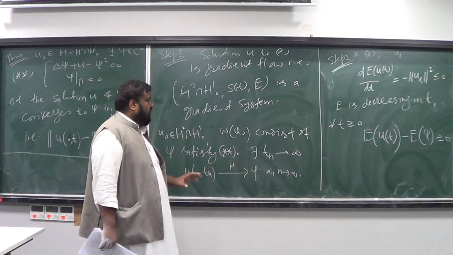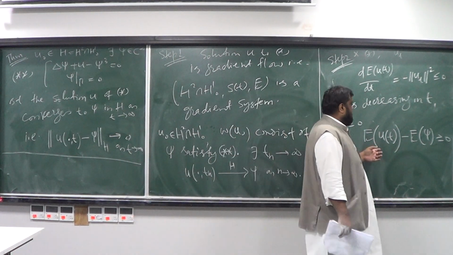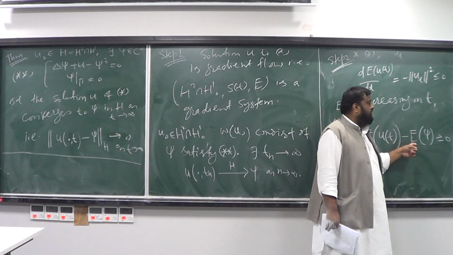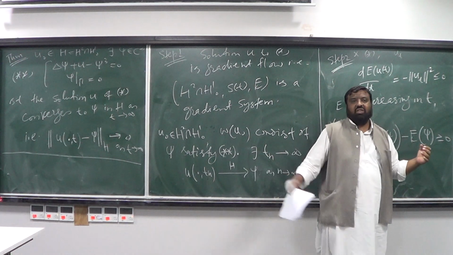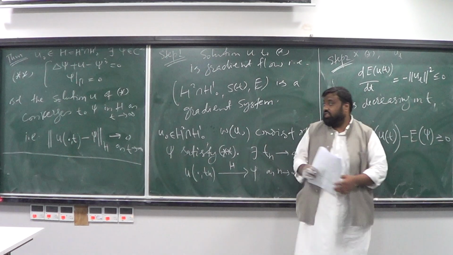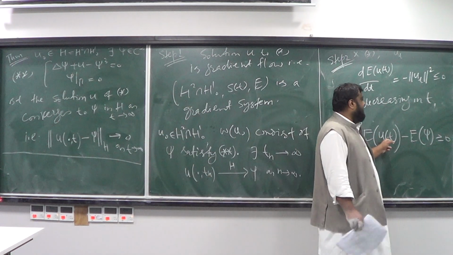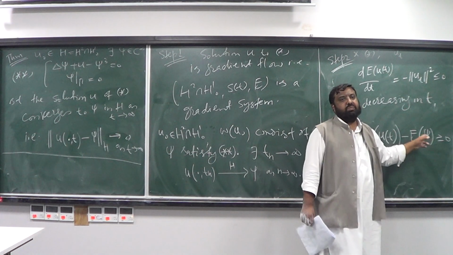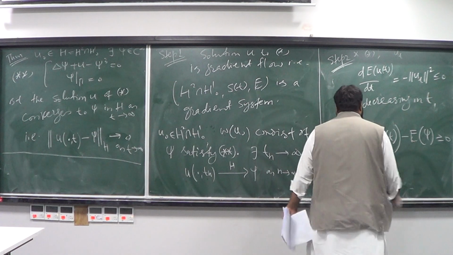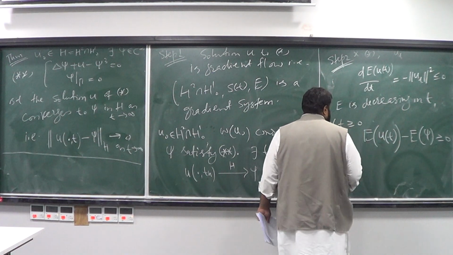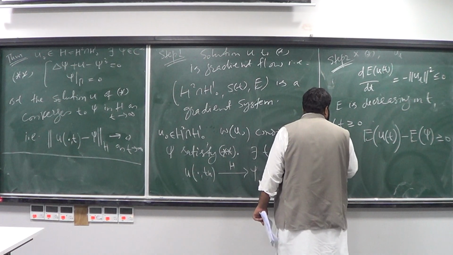Now, we will show that if E of u of t is equal to E of psi for some instant, you have your required conclusion, in other words, this convergence. And if E of u of t is strictly bigger than E of psi, you still have that conclusion actually. So let's start with the simple case.